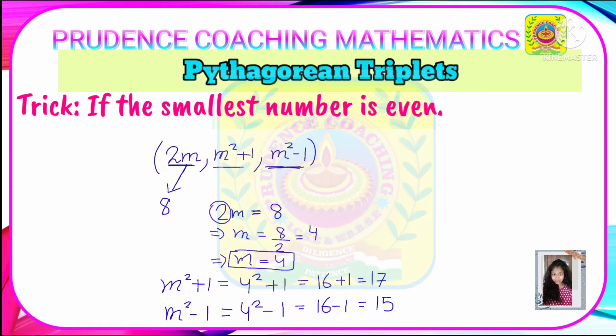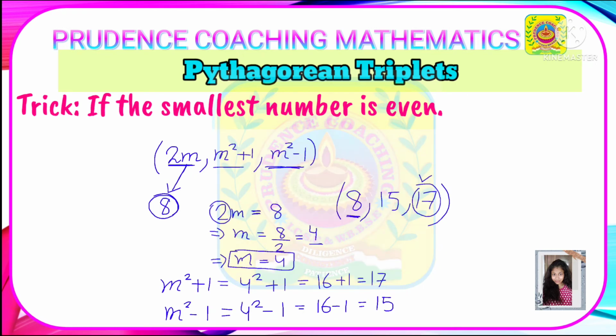So what is the Pythagorean triplet here? 8, 15, 17. Here 17 is the longest among the sides, so this is the hypotenuse. You need to write the value of 2m, that is 8 over here, not 4. This you need to remember.